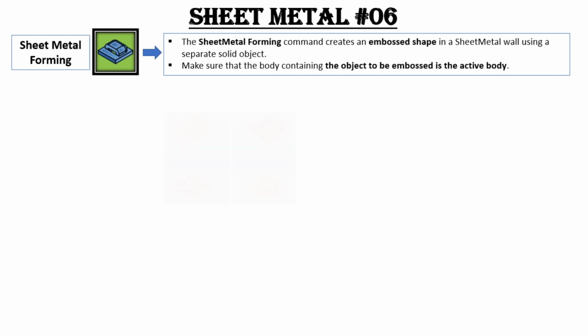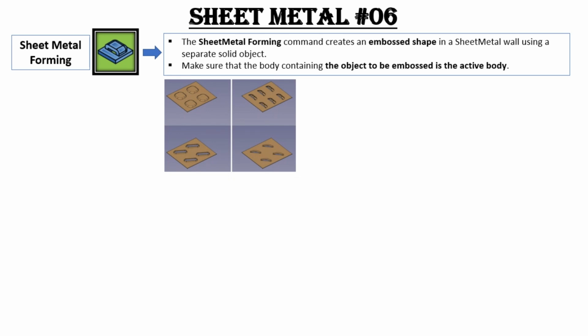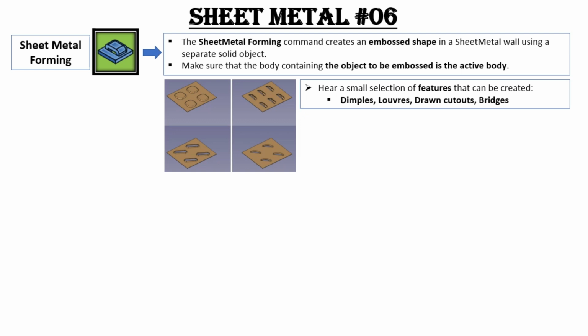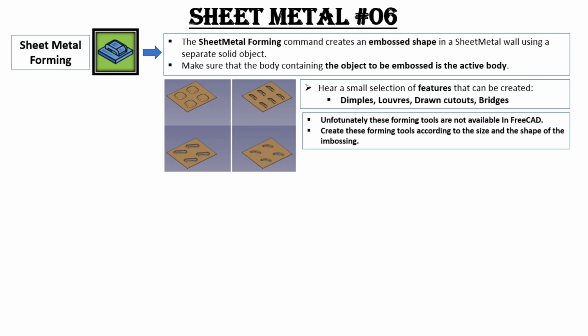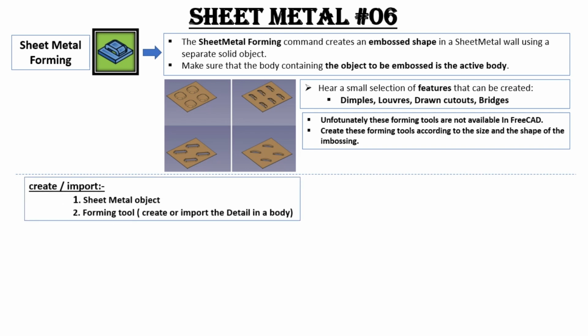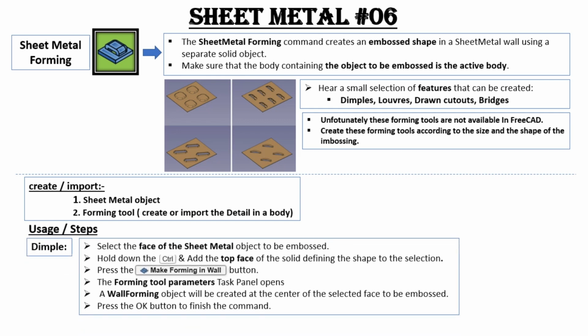Always make sure that the body containing the object to be embossed is the active body. Here, you find some examples about embossing. Unfortunately, these forming tools are not available in FreeCAD. We need to create these forming tools according to the size and the shape of the embossing. For this process, we need or import these two things. These are sheet metal object and forming tool.